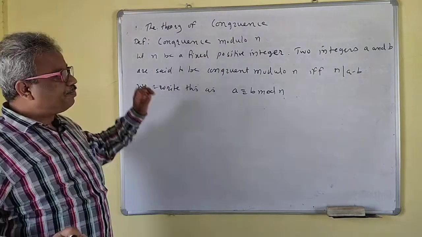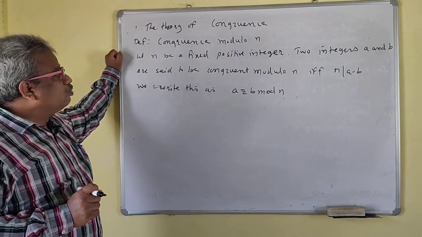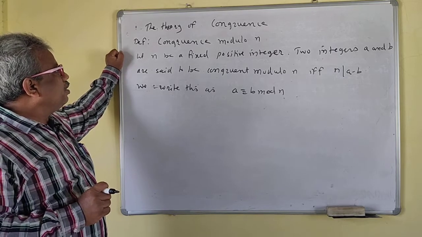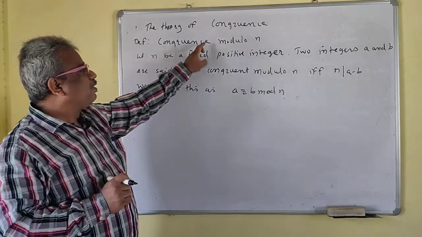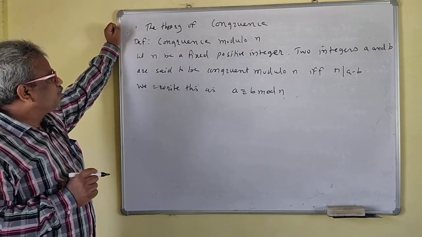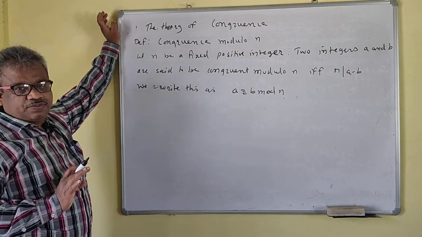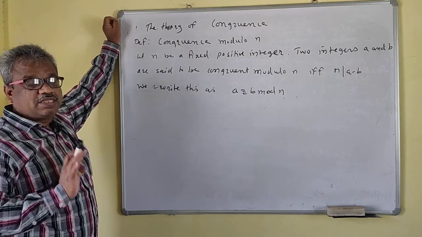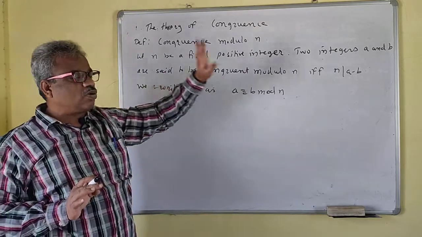Today we will see what we mean by congruence modulo n. So the theory of the congruence that we will see. We'll take a definition of the congruence modulo n. Okay, so this is the definition. Let n be a fixed positive integer, so that means n is a natural number. It is fixed. Two integers a and b are said to be congruent modulo n.